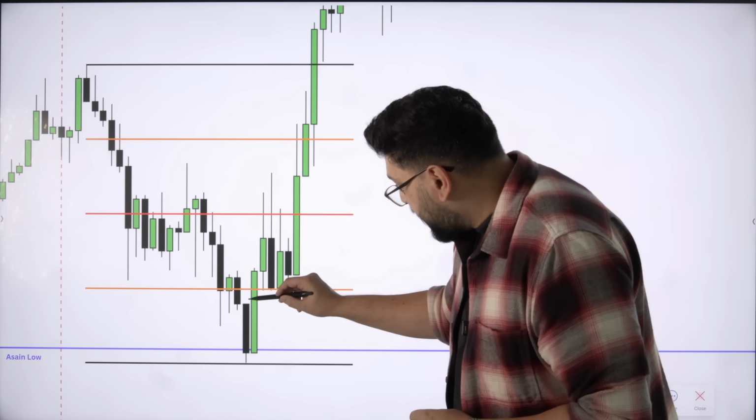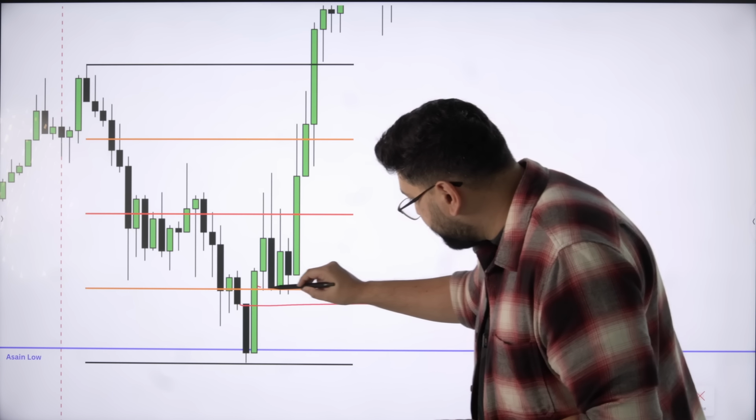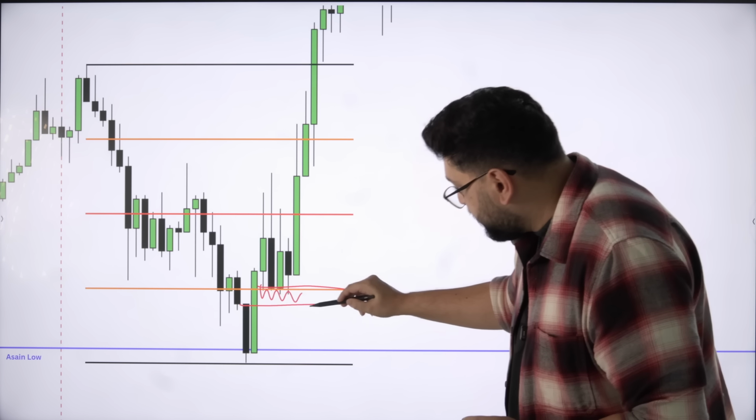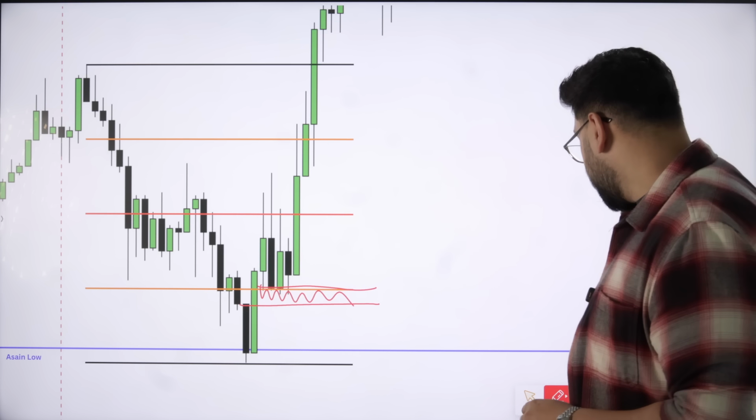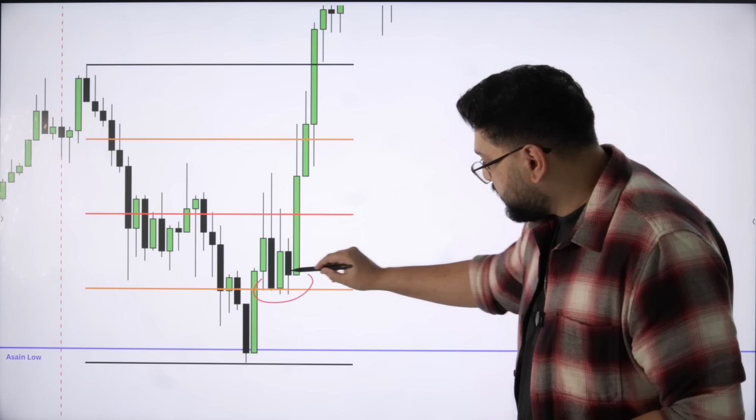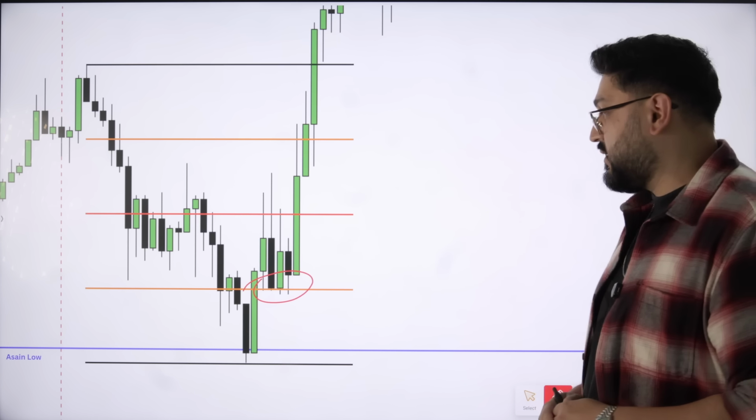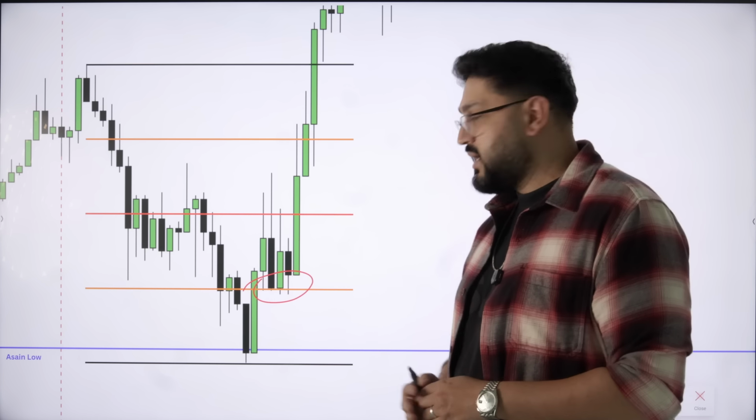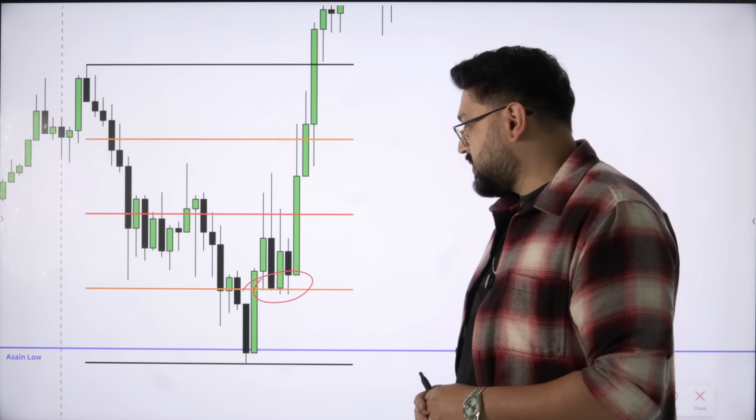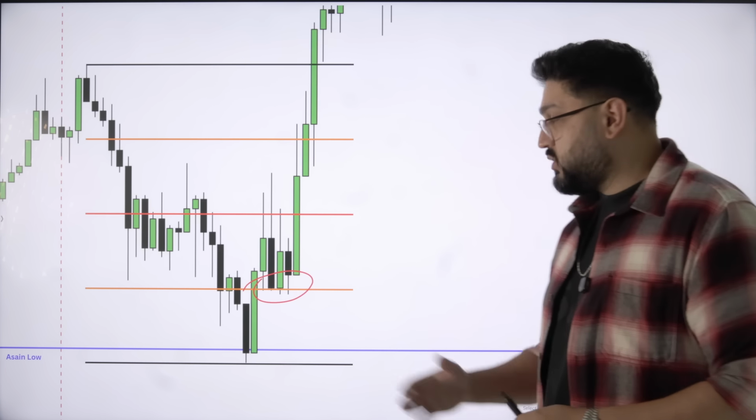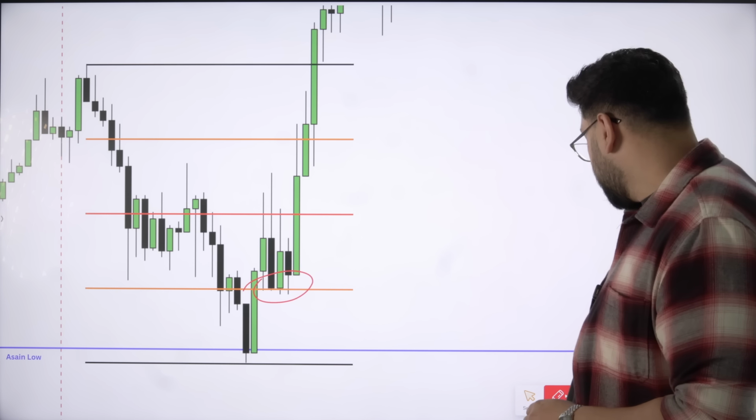Also note, at that 25 DRT level, we have a buy side imbalance that overlaps with that DRT level. Look at all the candles here. See how they respect that 25 DRT level. When you see this, this is your indication to start entering positions. Price is being held here for smart money to accumulate longs.